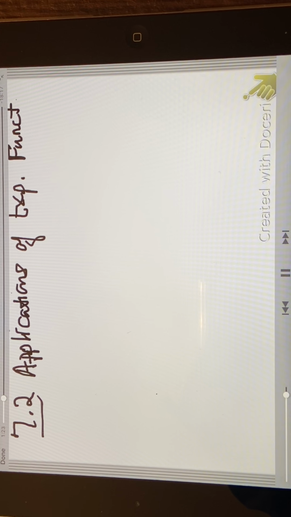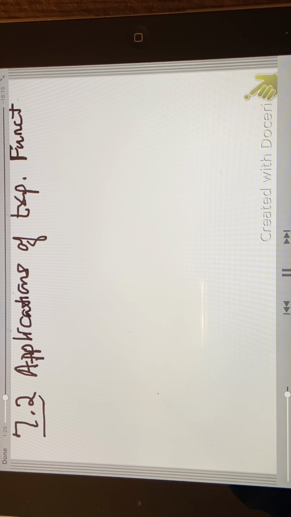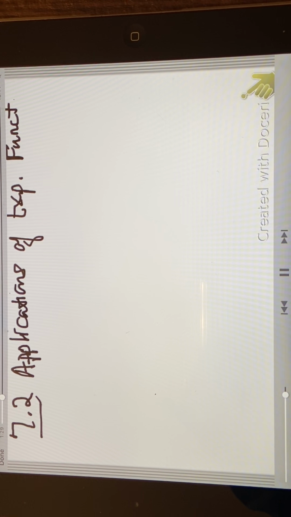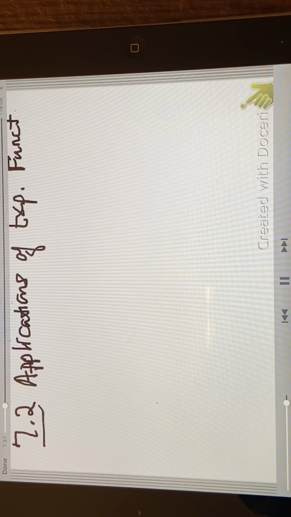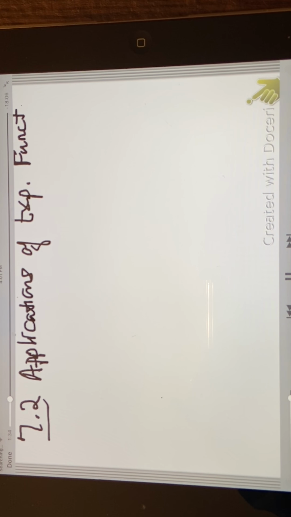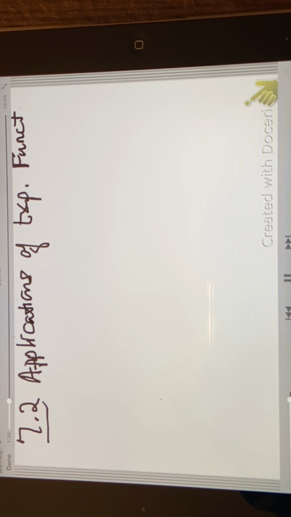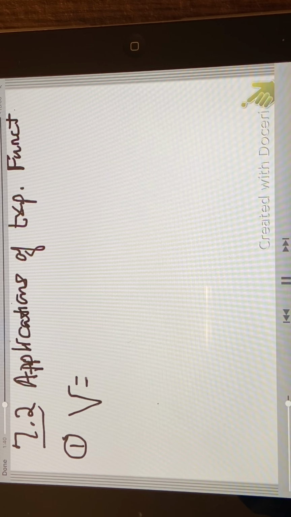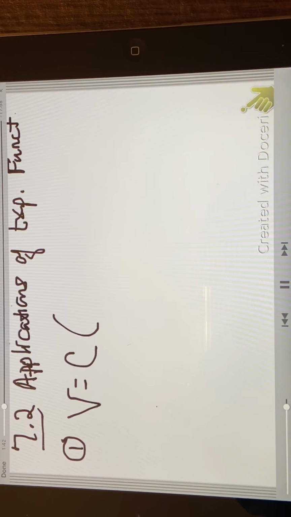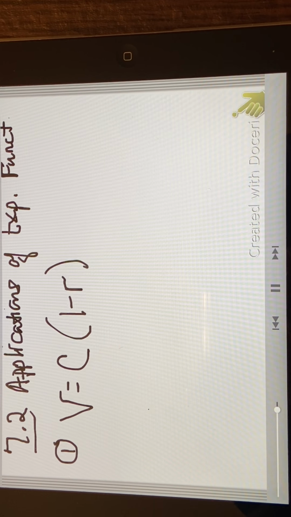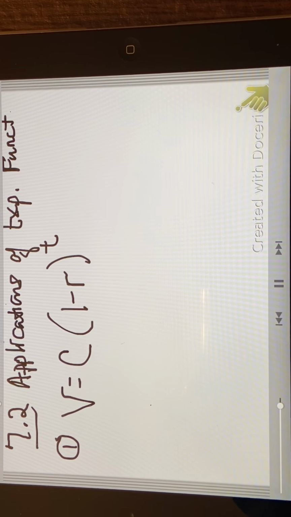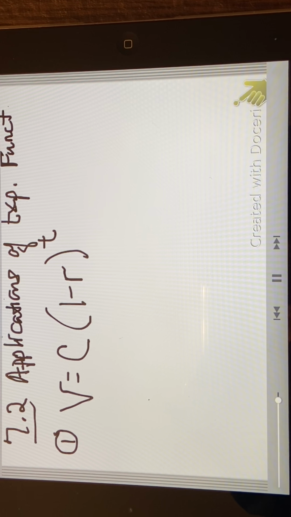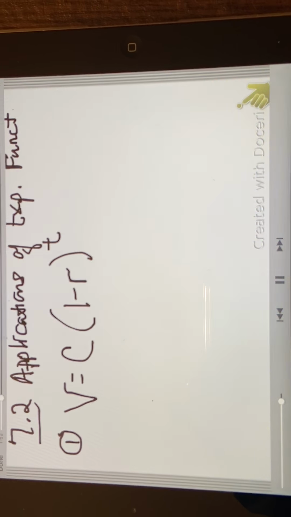So the first question, hopefully you have a copy of the notes or you're looking at the notes while I'm going over the questions so you know what I'm talking about. First question talks about depreciation, and we're given an equation that says V equals C(1 minus R)^T. And so what we're doing, we're just applying those exponential functions that we worked with the other day.